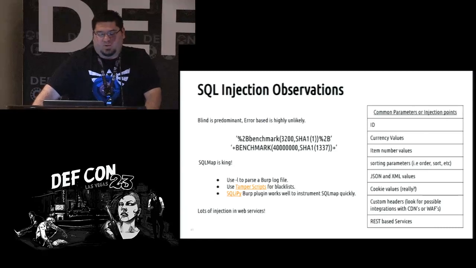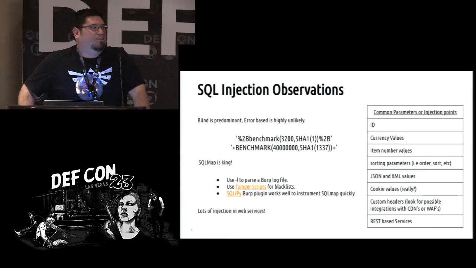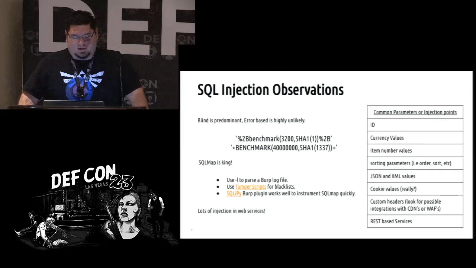And then a really fast way to instrument SQLMap is SQLiPy, which is a Burp extension and basically allows you to right click in any window in Burp and send that request to SQLMap's API running on your local box. So you can just be inside Burp, right click, and start fuzzing the parameter if you need be.